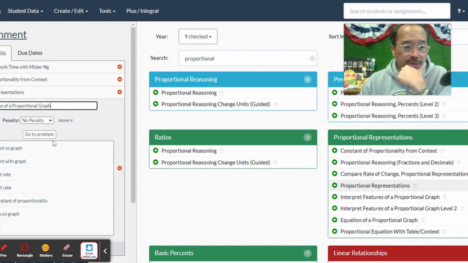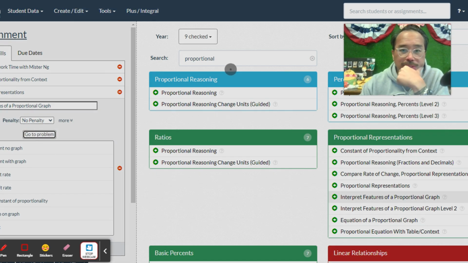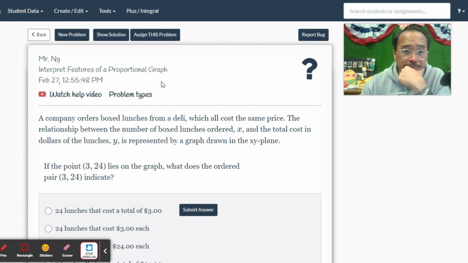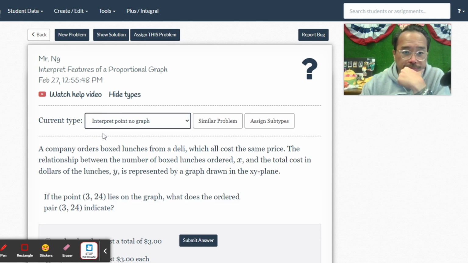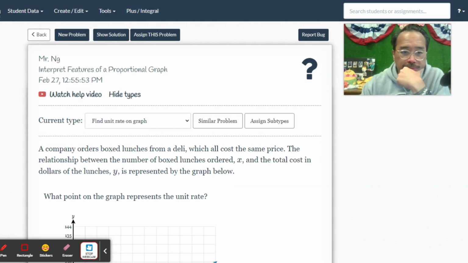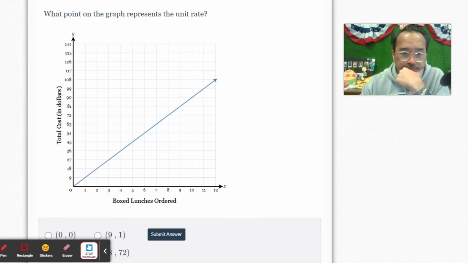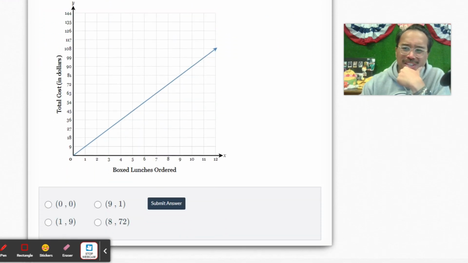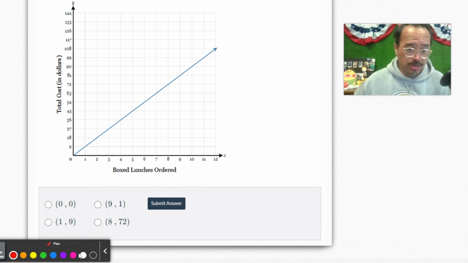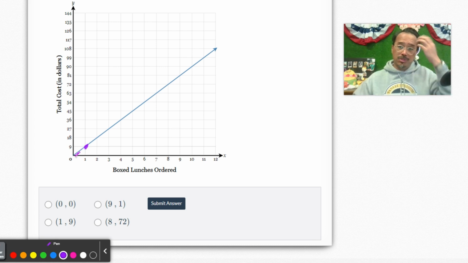Features in proportional graph, find unit rate on graph. Do I need to do this one more time with you? Let's see what the computer says. Just finding the unit rate on the graph. It's easy. Let's not spend any more time. The answer, if you look closer, is 1.9 because they're always on the line. It's not like some of the other questions you see where the first one is not. Okay. All right.